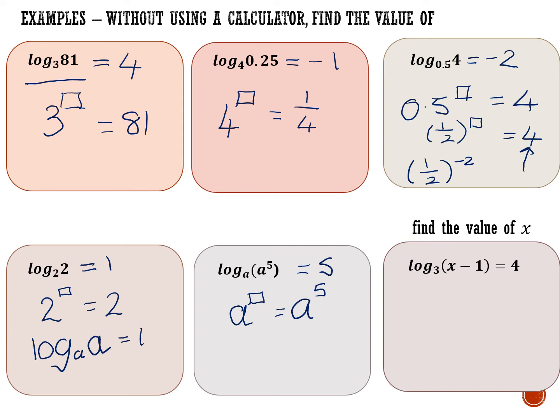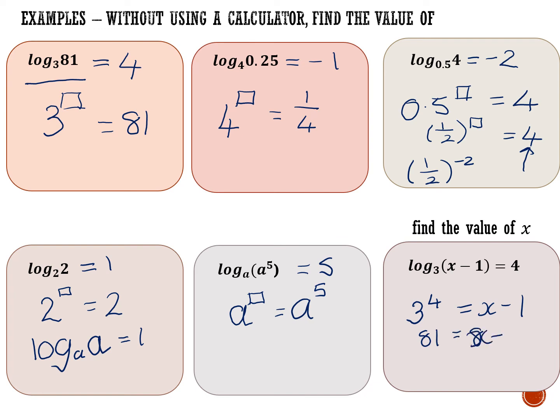So let's do this last one here. This is saying the power that I raise 3 to get x minus 1 is going to be 4. So 3 to the power 4 is x minus 1. Then I'm going to need to go and solve that. So 3 to the power 4 is going to be 81.